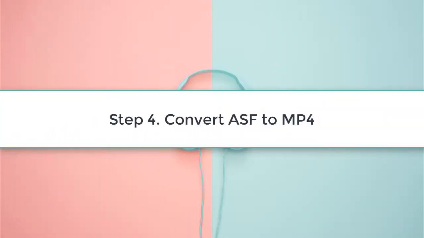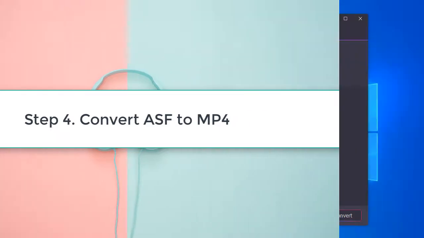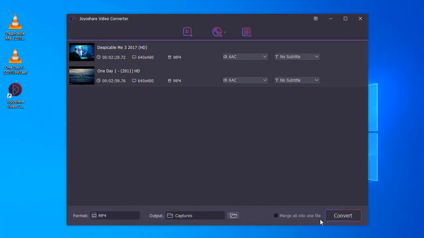Step 4. Convert ASF to MP4. Press this button to perform batch conversion. Click Convert button to begin.